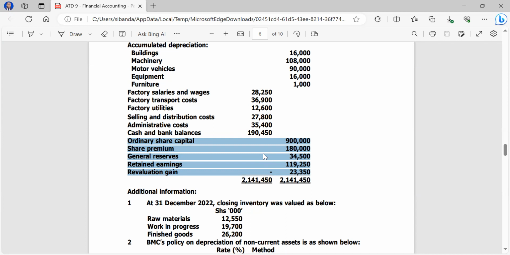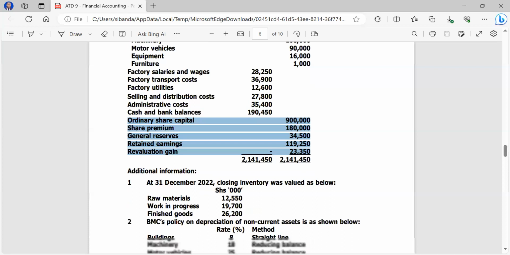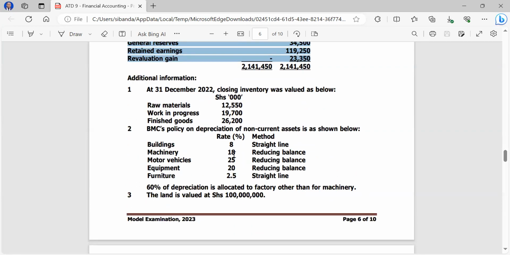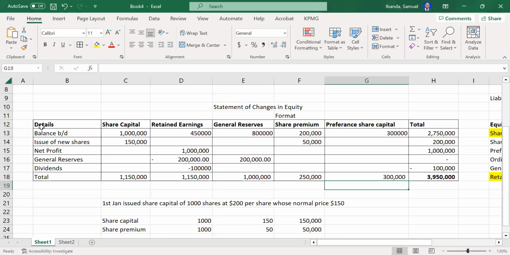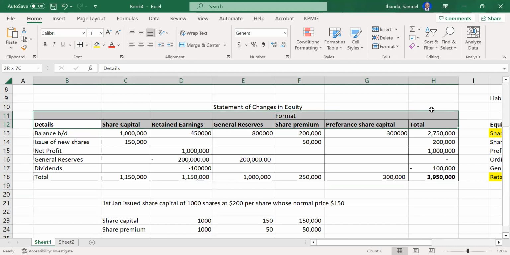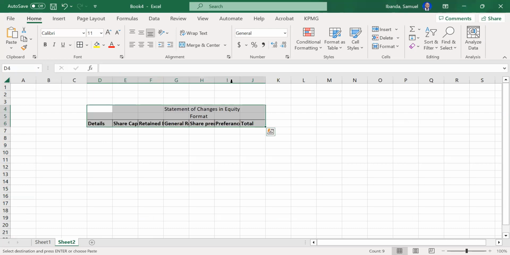We are going to use these as our balances brought down. And now they are telling us that additional information, so we are going to adjust these items based on the additional information. Again, revaluation gain is also an item of equity. That is also very important to take note of. So what we are going to do in this case is get those items as we have them there and move them to my Excel. I'm going to leverage on this, and then I'll be able to adjust it accordingly.